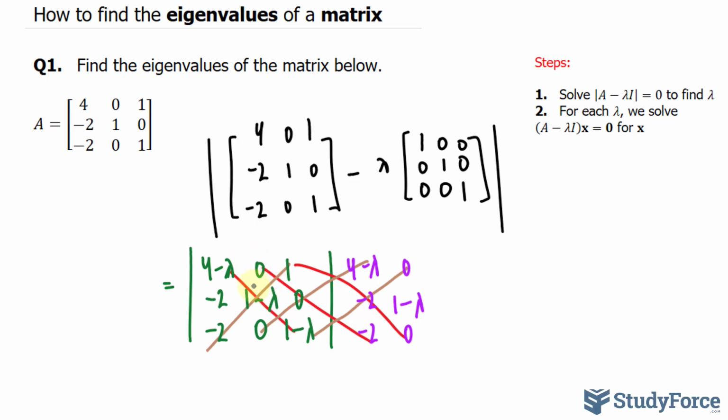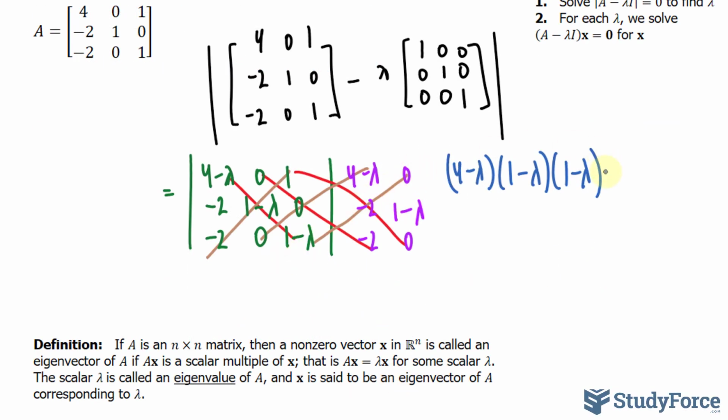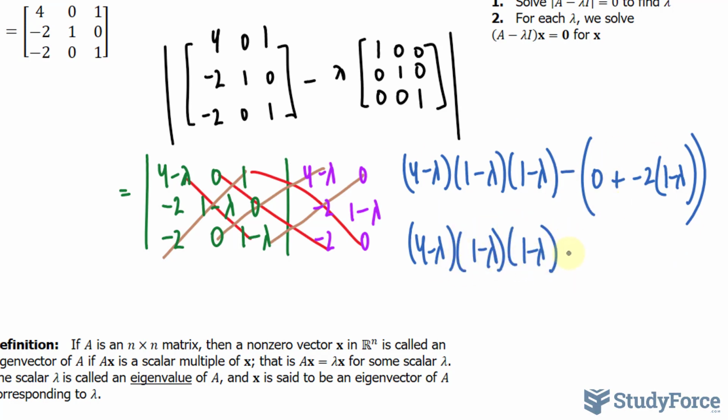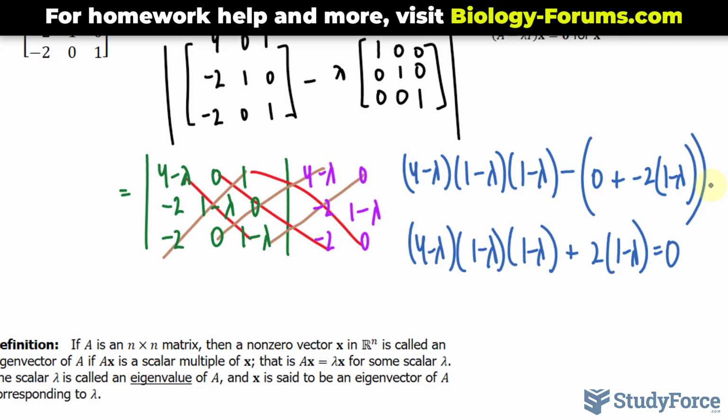4 minus lambda times 1 minus lambda times 1 minus lambda gives us this expression. 0 times negative 2 is 0. 1 times negative 2 times 0 is 0. And now going in the opposite direction, we subtract 0 times negative 2 times this, which gives us 0. This times that is also 0. I'm not going to write down 0 again. 1 times negative 2 times 1 minus lambda gives us negative 2 bracket 1 minus lambda close bracket. I'll simplify this a little bit. 4 minus lambda, the same thing here. And over here we get plus 2, 1 minus lambda is equal to 0. I'm making it equal to 0 so that I can solve for lambda.